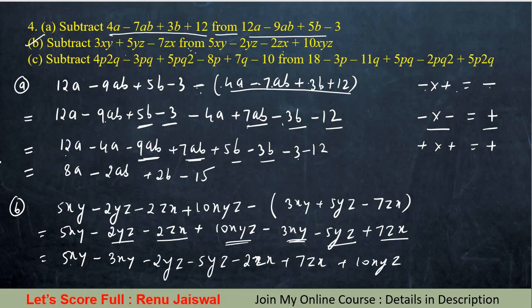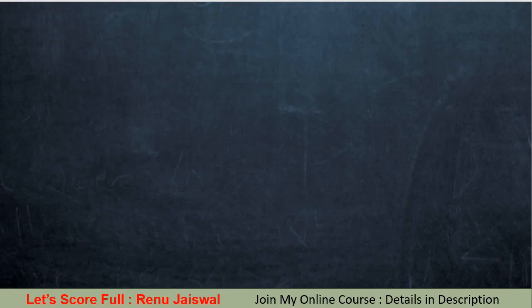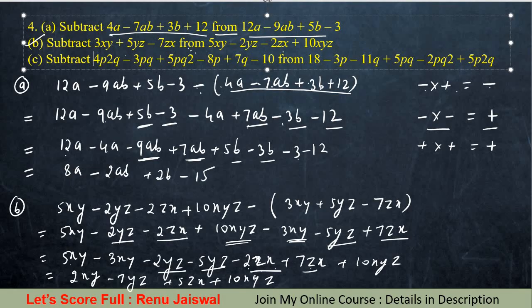Now 5xy minus 3xy will give you how much? 2xy. Minus 2yz minus 5yz, same sign, so add, that is 7yz. Then minus 2zx plus 7zx will give you 5zx, and the last term has no other terms, so just simply write it down. This is my answer. Correct? There is one more question. Let's solve that also. So I'll just copy this question in the next thing.